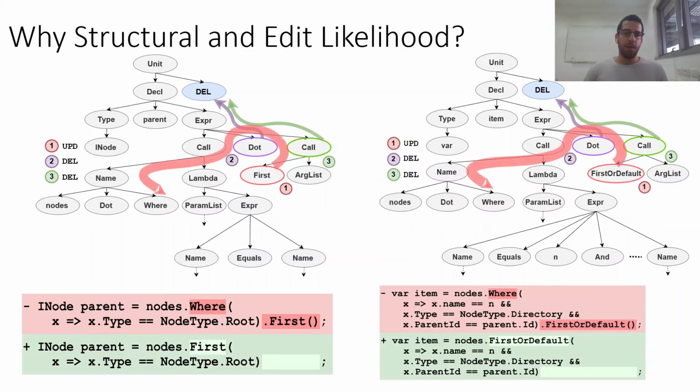In the right figure, the path that represents the update of where to first or default is almost identical to the path that represents the update of where to first in the left figure. In addition, the other two operations' representation is identical in both examples. This property helps a trained model to generalize better on unseen examples.